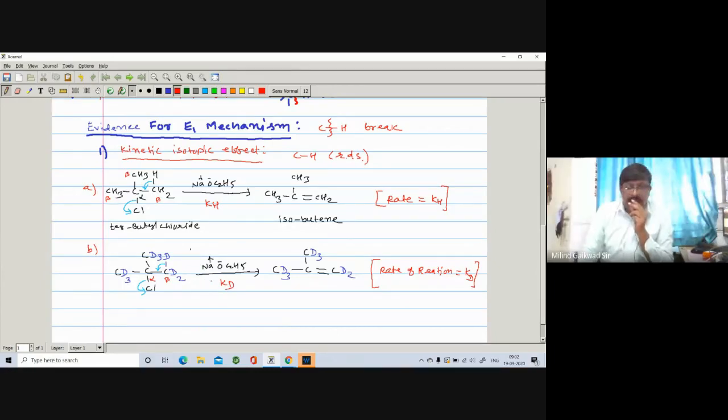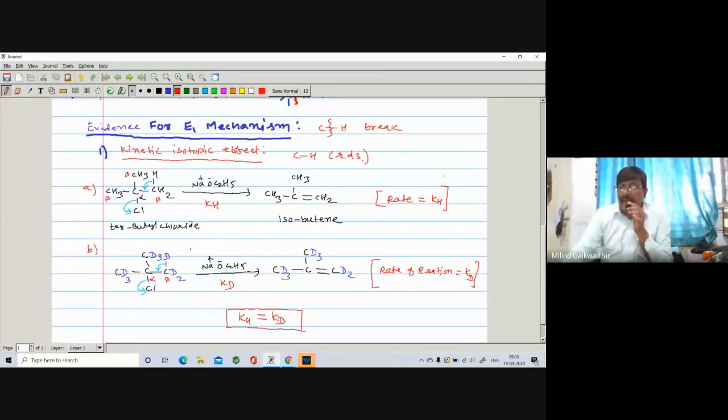And experimentally it is found that KH is equal to KD. What does it indicate? It indicates that the CH bond breaking is not involved in the RDS step. So when KH is equal to KD, in that case, the bond between the carbon and hydrogen does not break. So CH bond breaking is not involved in the RDS step. So it is one of the evidence.